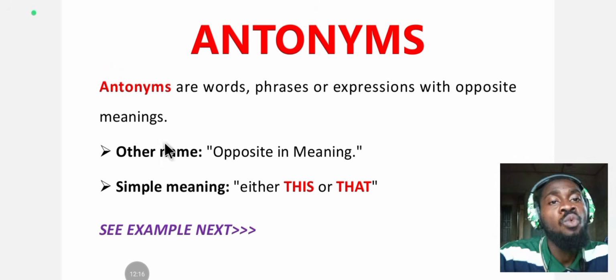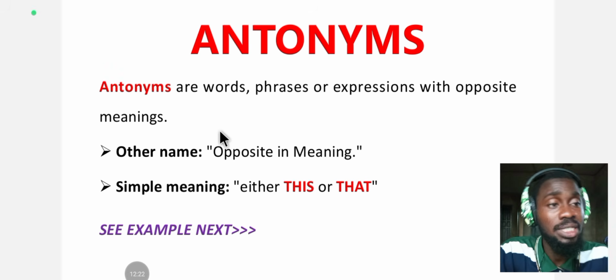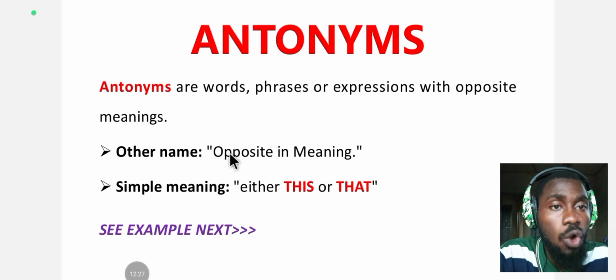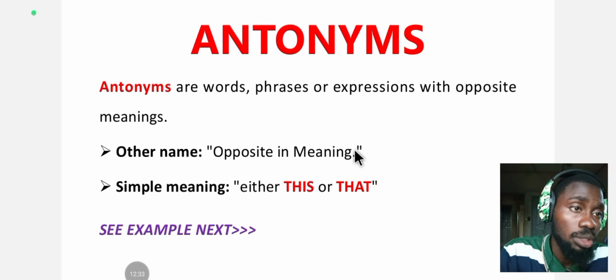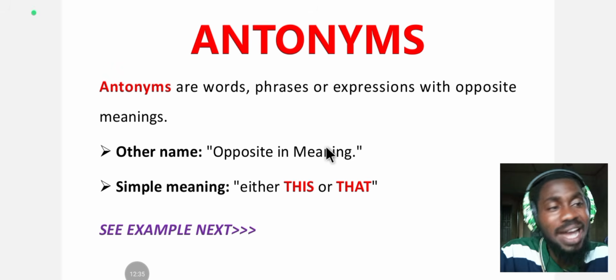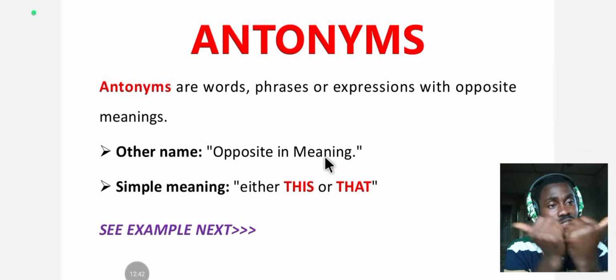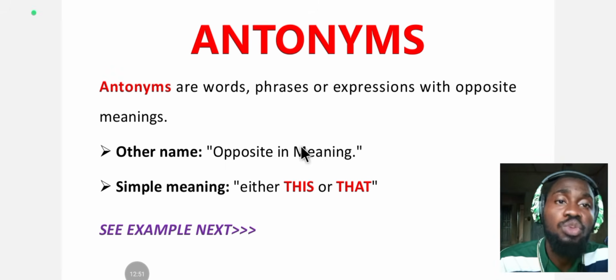What is the other name for antonym? Because you might see it come in a different name in an exam condition. You have to be aware that it can also be called opposite in meaning. Another one that you can also see is farthest in meaning. Farthest in meaning means the meanings of both words are apart. So it can also be called opposite in meaning and farthest in meaning.